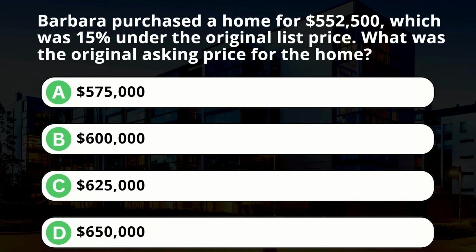Barbara purchased a home for $552,500, which was 15% under the original list price. What was the original asking price for the home? Letter A, $575,000. Letter B, $600,000. Letter C, $625,000. Letter D, $650,000.